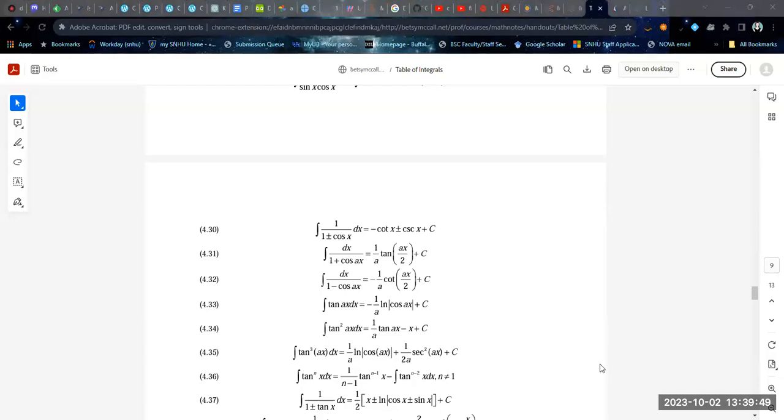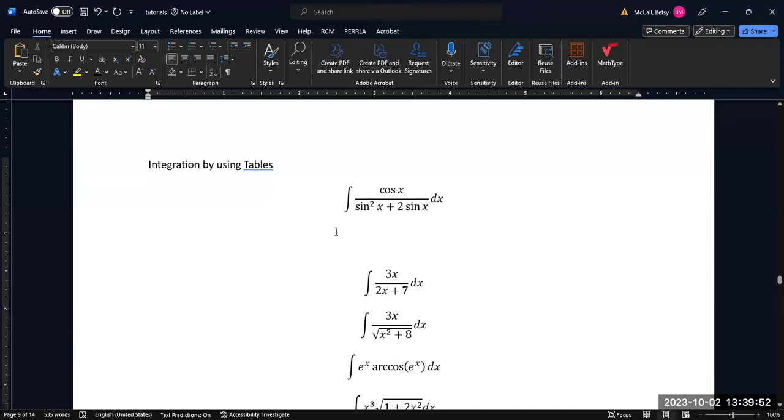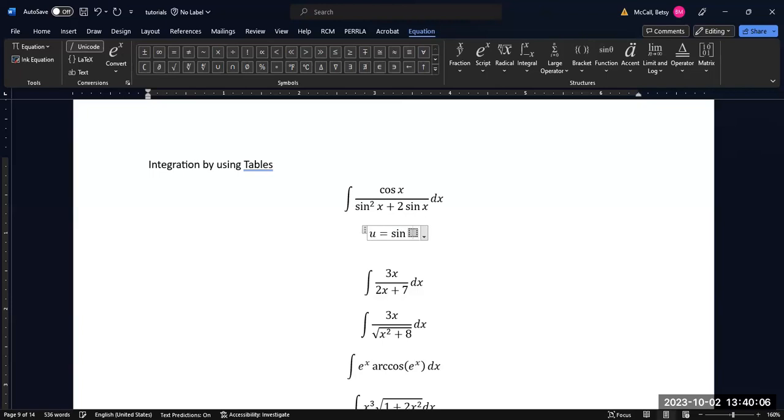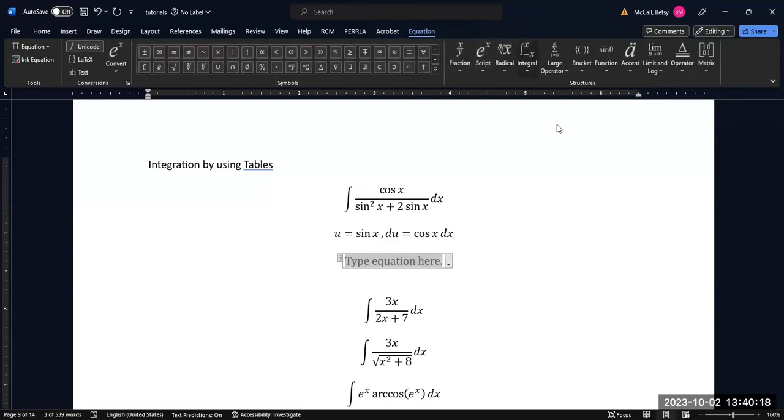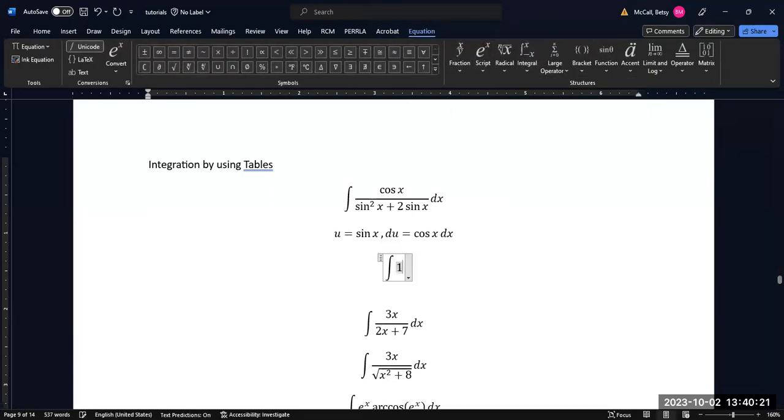And so what we're going to do then is try to do a substitution. If we do a substitution, then that may give us a different formula or different section of the table that we can look at. So since I have sine in my denominator and cosine in my numerator, I am going to make a substitution for u equals sine x. And then du is going to be equal to cosine x dx. And when I do that, my integral will become 1 over u squared plus 2u du.